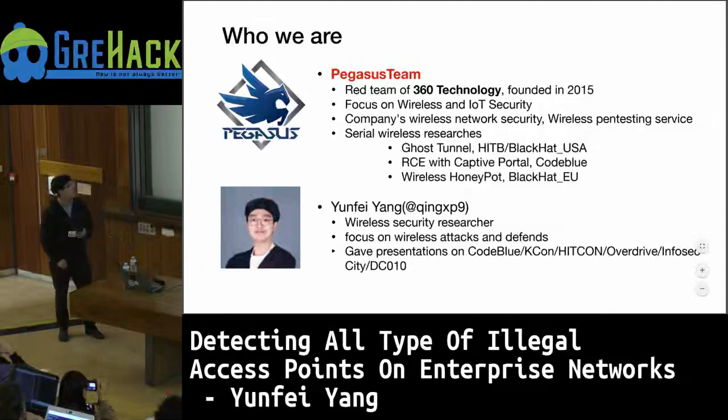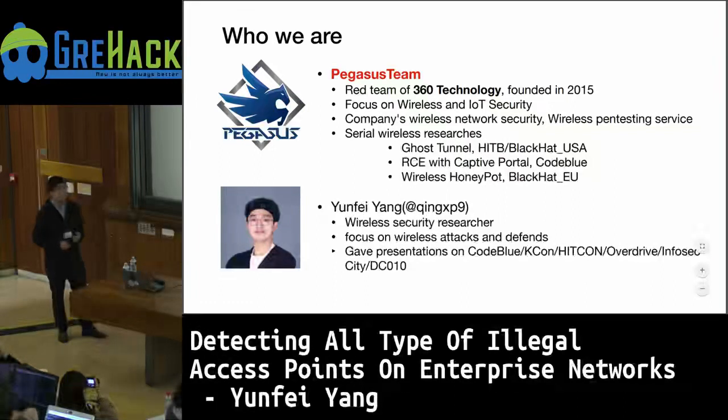I'm a member of Pixar's team. Pixar's team is a red team of 360 Technology, which is located in Beijing. We were founded in 2015. We focus on wireless and IoT security, and our team is responsible for my company's wireless network security, and we also provide wireless pen testing service.